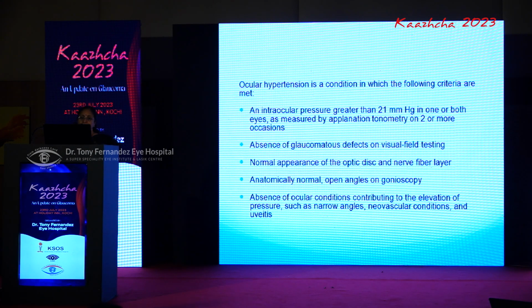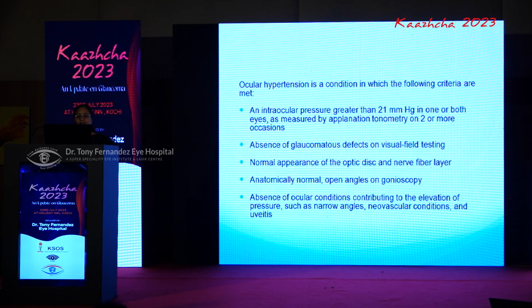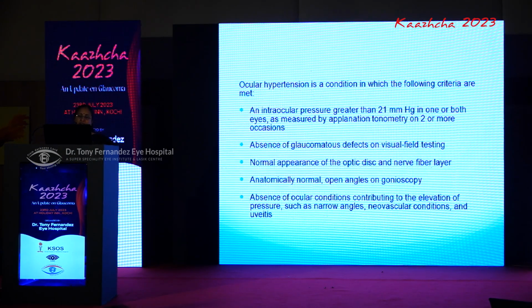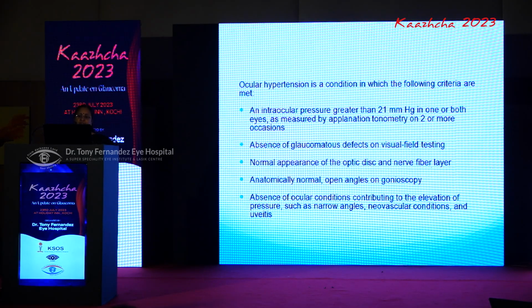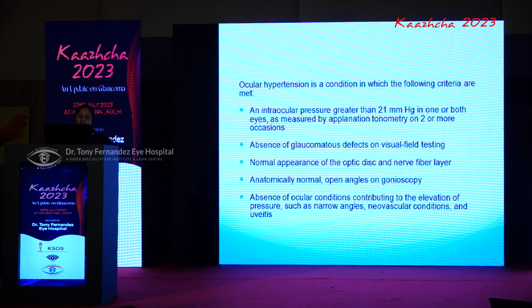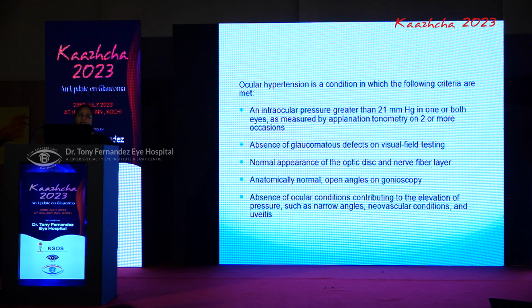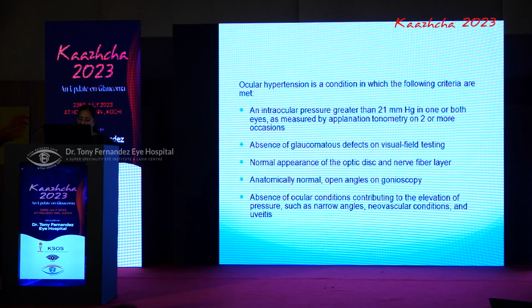So let's see what is ocular hypertension. It has to fulfill the following criteria: an intraocular pressure greater than 21 millimeters of mercury in one or both eyes as measured by applanation tonometry on 2 or more occasions, but glaucomatous visual field testing shows absence of glaucomatous field defects. The optic disc and nerve fiber layer are normal. The angles are open, and there is an absence of other ocular conditions which can cause a secondary elevation of intraocular pressure. So the only abnormality is the high intraocular pressure.